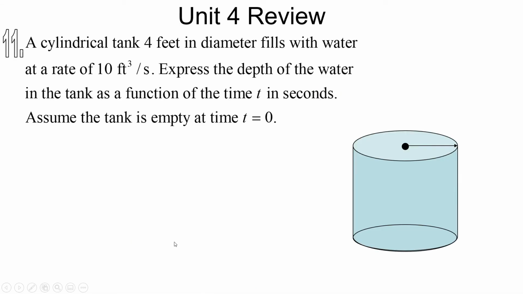All right, number 11, a cylindrical tank 4 feet in diameter. Well, let's look at this diagram. And the first thing I'm going to do is input given information. So if the diameter of the cylinder is 4, then this radius right here would have to be 2. And it fills with water at a rate of 10 cubic feet every second. So we're filling this with water, 10 cubic feet every second.